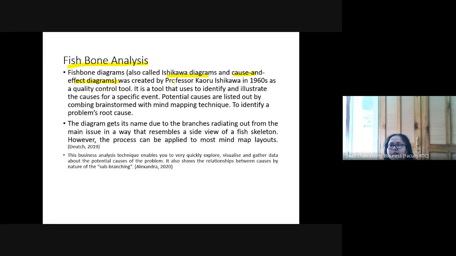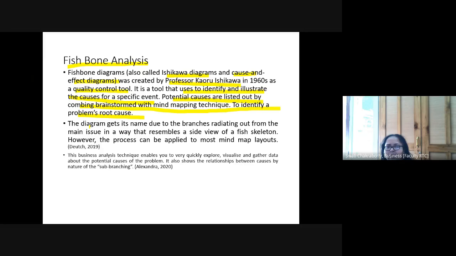This was created by Professor Ishikawa in the 1960s as a quality control tool. So it's a tool which is used to identify and illustrate the causes for a specific event. Now, what are the probable causes? They are listed out through brainstorming as well as mind mapping techniques to identify a problem's root cause.